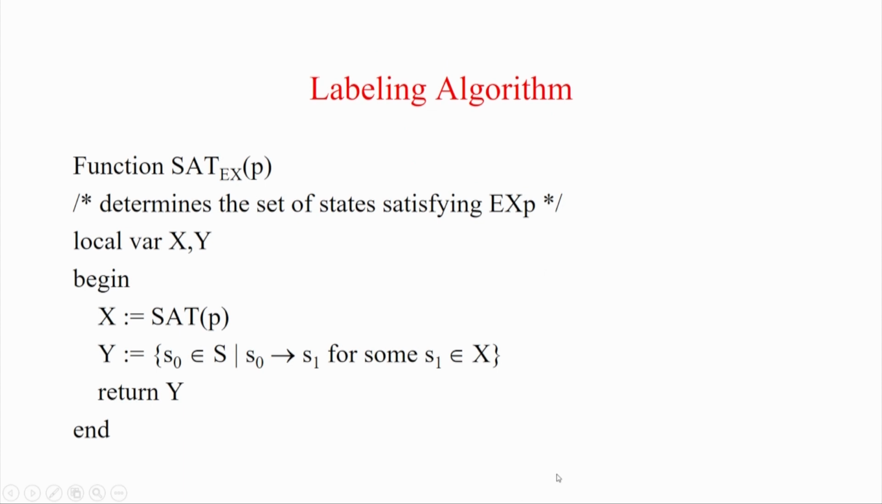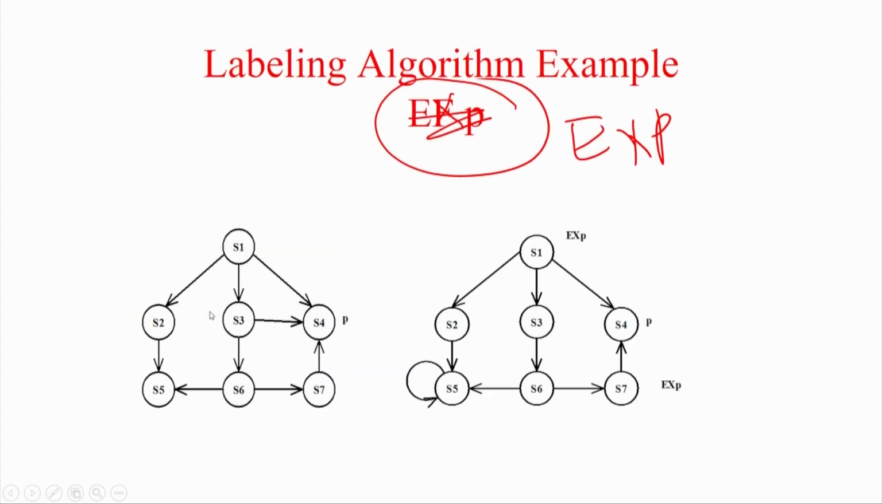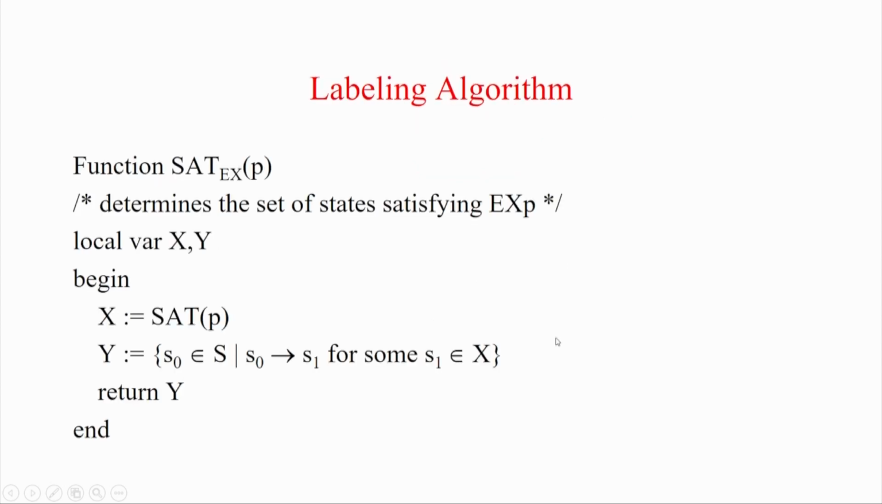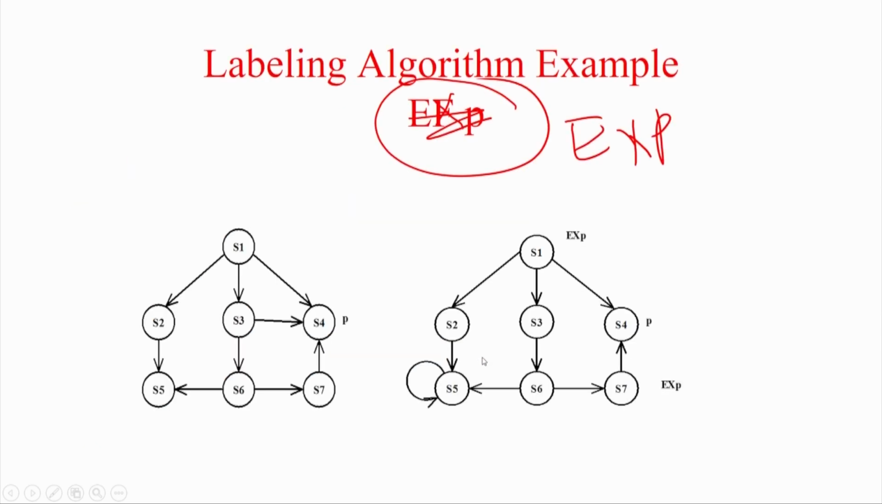Okay, so this is the formal way of writing the algorithm. SAT of P, that is the satisfiability of P, means the states in which P is true, which you have to mark. So SAT of P means only in S4 P is true, that is equal to the state set X. And what state has to be labeled? Some transition S0 to S1, and in S1, X is true. That is nothing but this property being true, so this one has to be labeled.